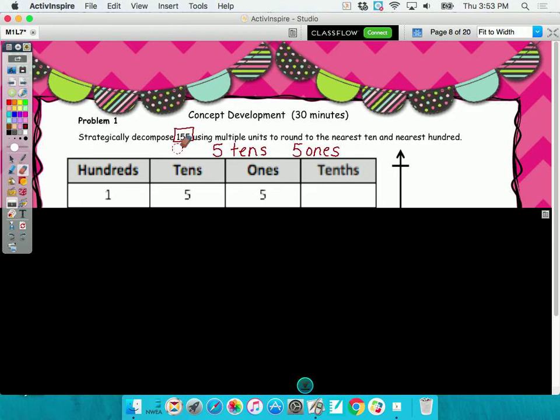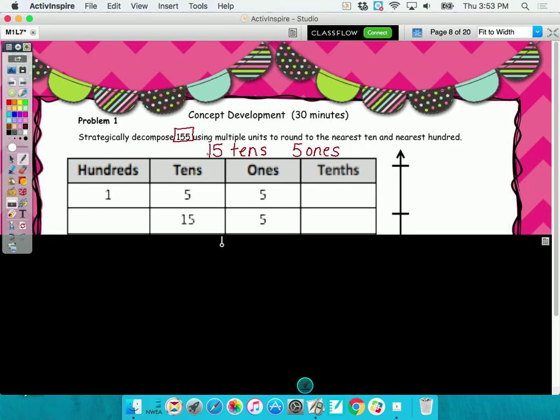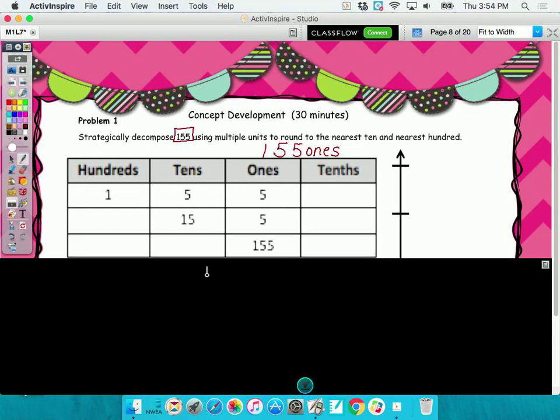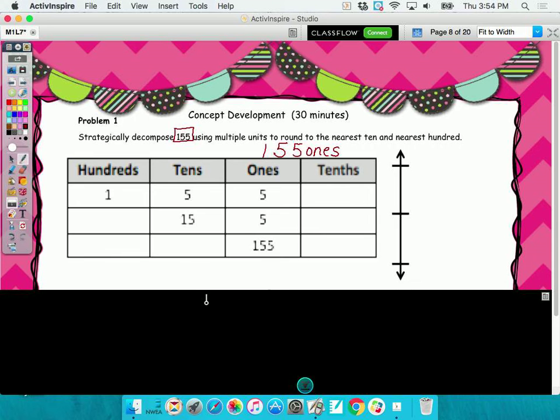Now what if I wanted to round to the nearest 10? I'm going to erase my hundreds, but what about that 1? I'm just going to move it over. So now I have 15 tens and 5 ones. And if I'm rounding to the nearest 10, then I would start with the number 15 tens and put that on the bottom of my vertical number line. And what if my teacher said, let's round to the nearest 1? That means I move all my digits over to the ones place.